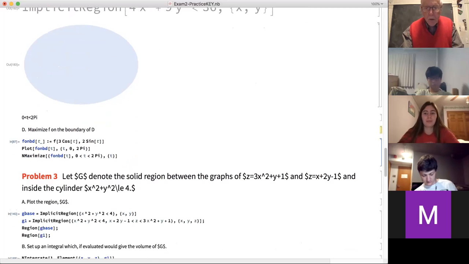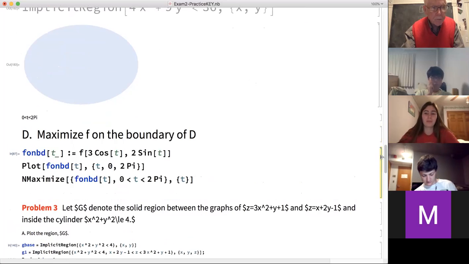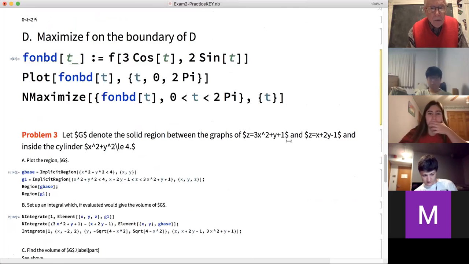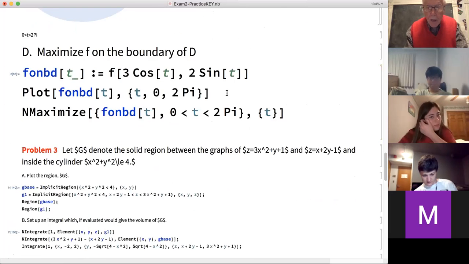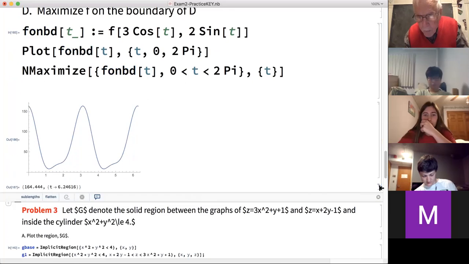Let's see what we're going to do next. Maximize f on the boundary. I could have minimized f on the boundary too, but f on boundary of t is f of this parameterization, f of r of t. I'm going to plot it. And then we will use NMaximize, but plotting is good. So there is the plot.